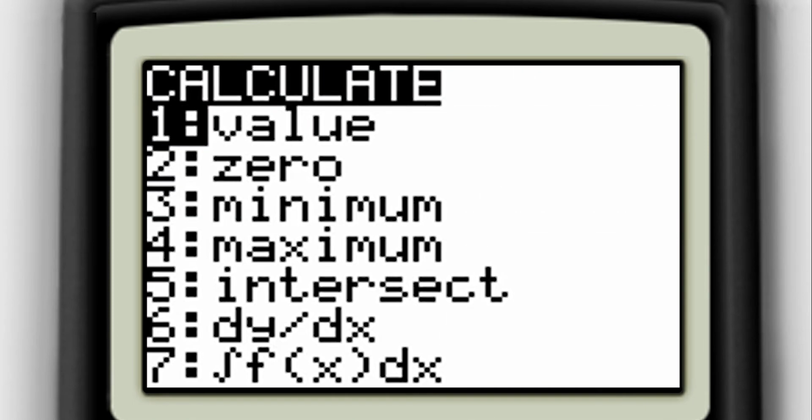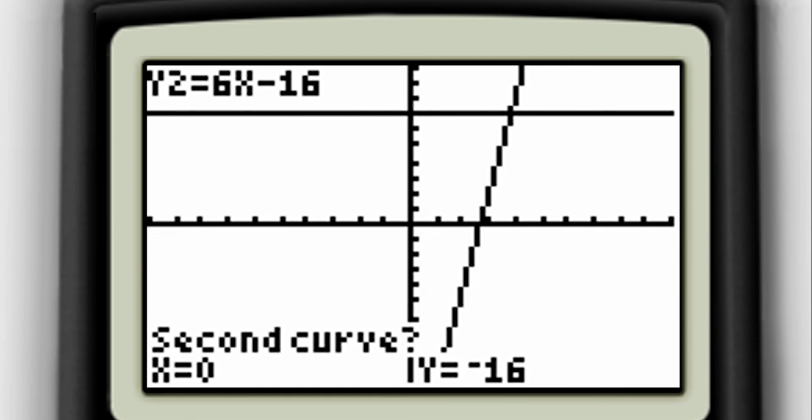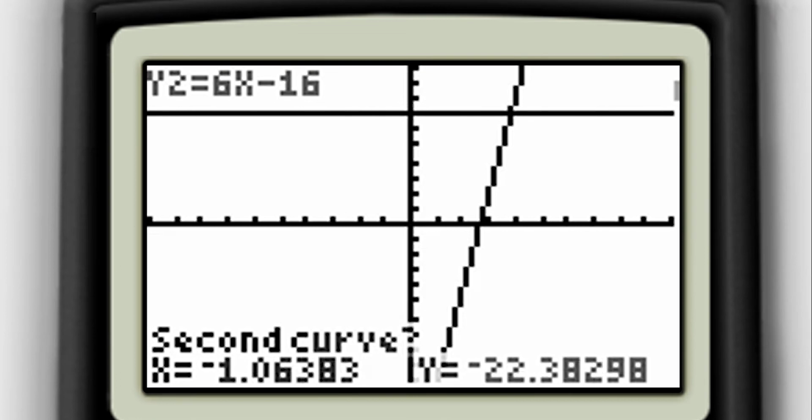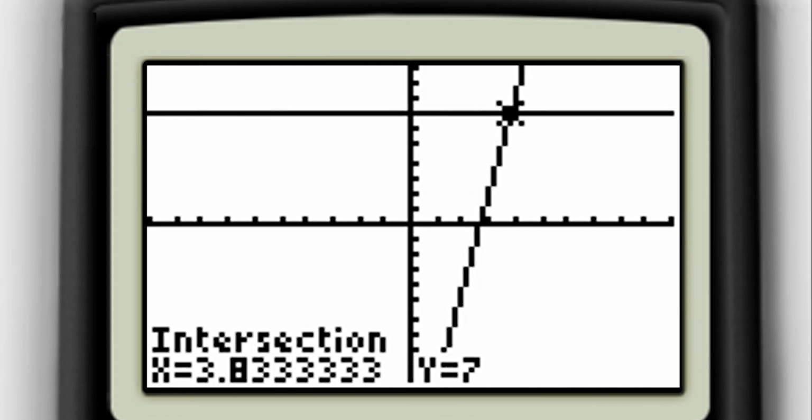So to do that, we can go to second trace, which is calc, scroll down to intersect, and then we just have to identify the first and the second curve for the two lines that we're trying to find the intersection for. And then the answer that the calculator gives us will be x equals 3.833 rounded to 3 decimal places, and y equals 7.